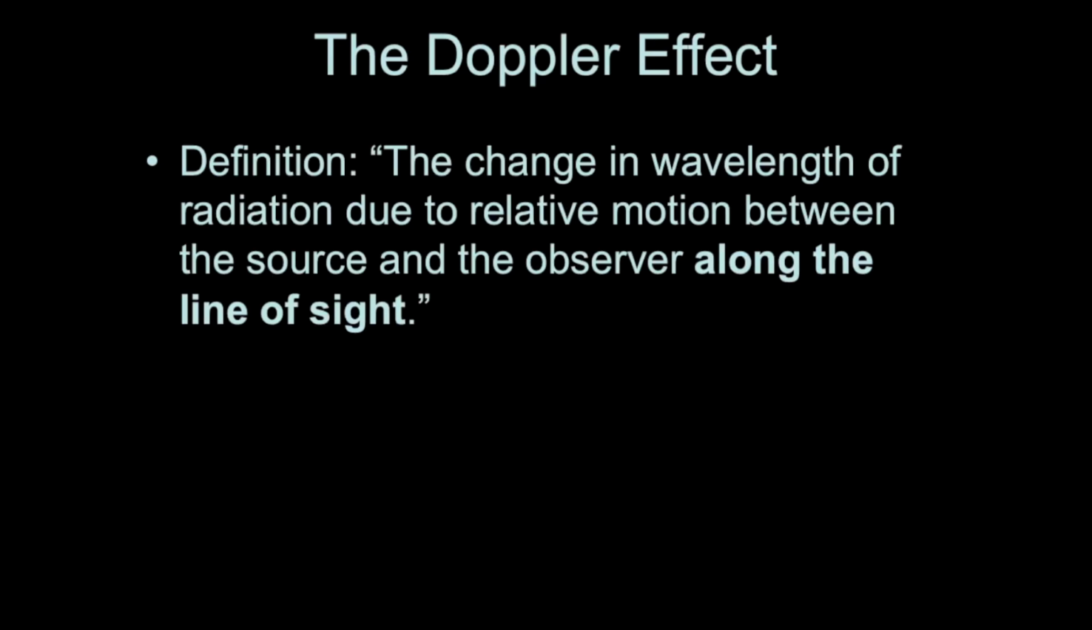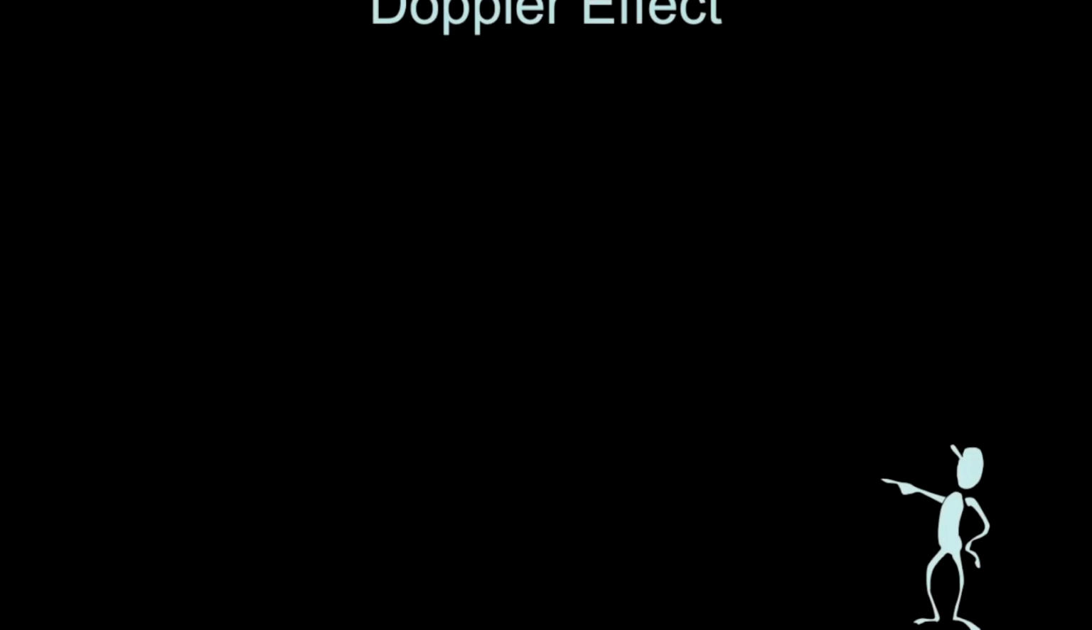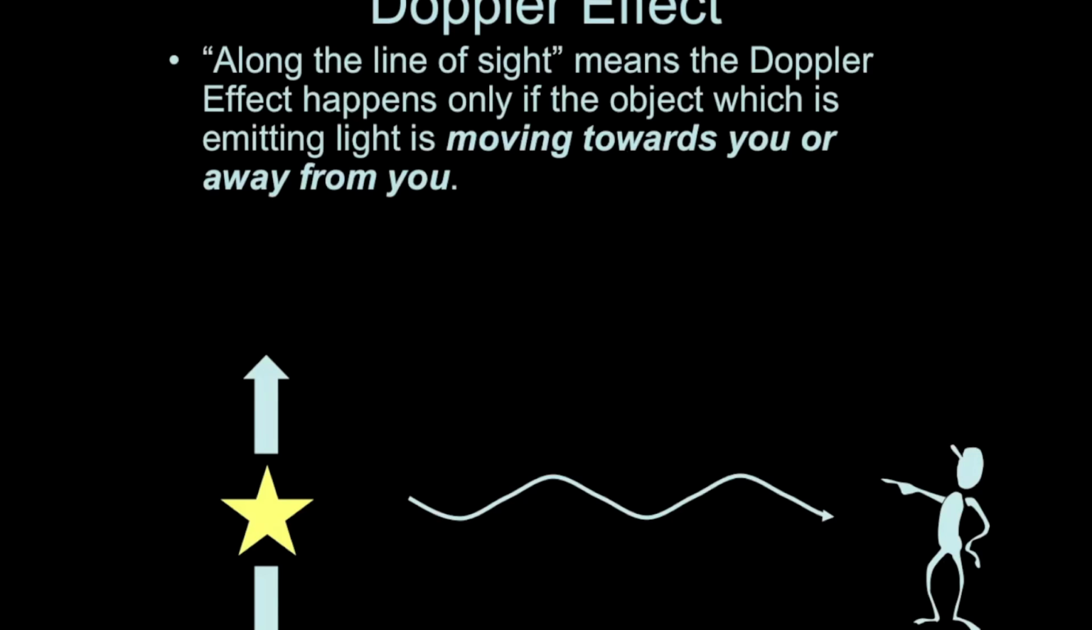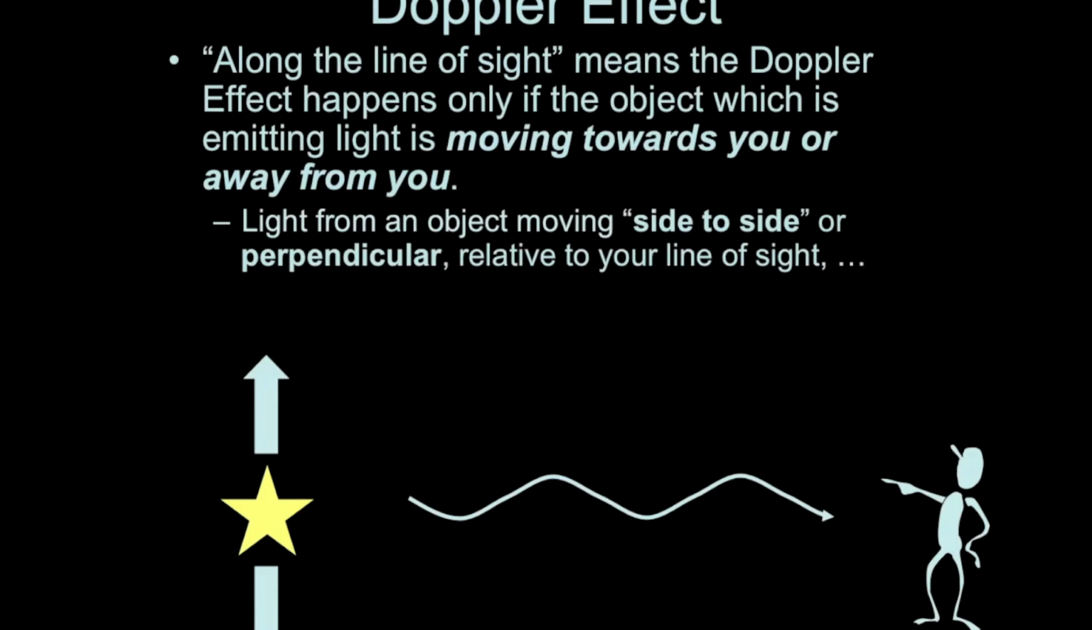And remember, this has to happen along a line of sight. And so if the star is moving towards or away from the observer, we'll be able to detect a Doppler shift. But if the star is moving side to side or tangential with respect to the observer, it's not moving towards or away, so we won't detect any Doppler shift here. So side to side or perpendicular motion, no Doppler shift.